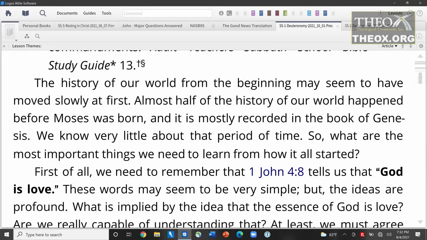Well, the history of our world, and it's hard for us, it's hard for me, so maybe I shouldn't speak for you, but I think probably this is true for all of us, to remember that the history of our world from the beginning may seem to have moved very slowly at first. Almost half of the history of our world happened before Moses was born. And how much do we know about that? Very little. Maybe it was more than half. We don't know exactly how far back creation was.